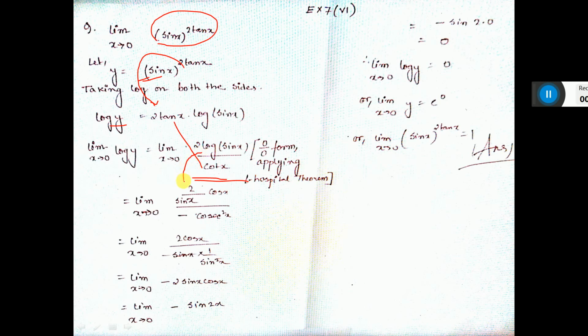Differentiate this one, and cot x differentiation is minus cosec squared x. Again simplify here, because cosec squared means 1 by sin squared, and one sin x will cancel, so sin will go up: 2 sin x cos x, that is sin 2x. Now if you put x value 0, sin 0 is 0, that means you are getting 0.